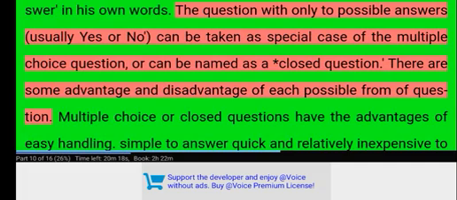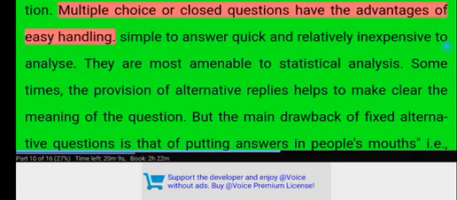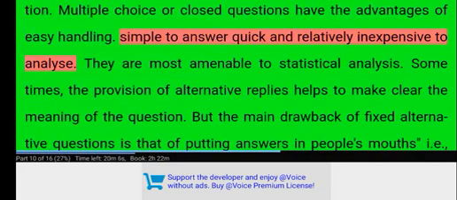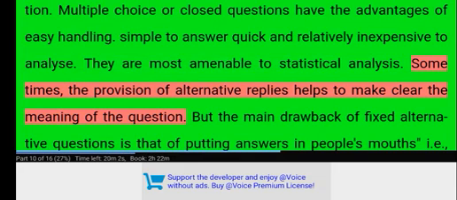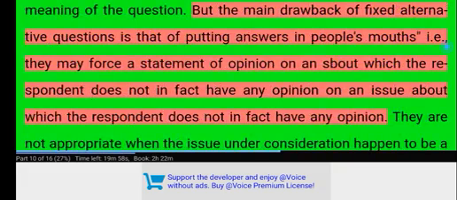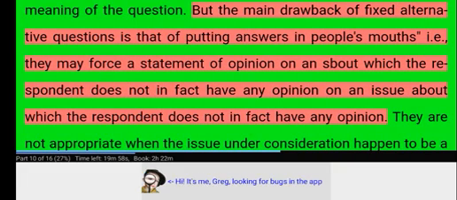There are some advantages and disadvantages of each possible form of question. Multiple choice or closed questions have the advantages of easy handling, being simple to answer, quick, and relatively inexpensive to analyze. They are most amenable to statistical analysis. Sometimes, the provision of alternative replies helps to make clear the meaning of the question. But the main drawback of fixed alternative questions is that of putting answers in people's mouths, i.e., they may force a statement of opinion on an issue about which the respondent does not in fact have any opinion.